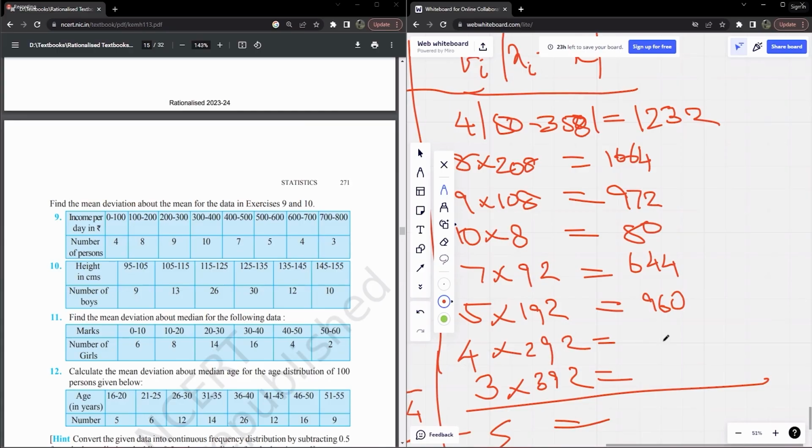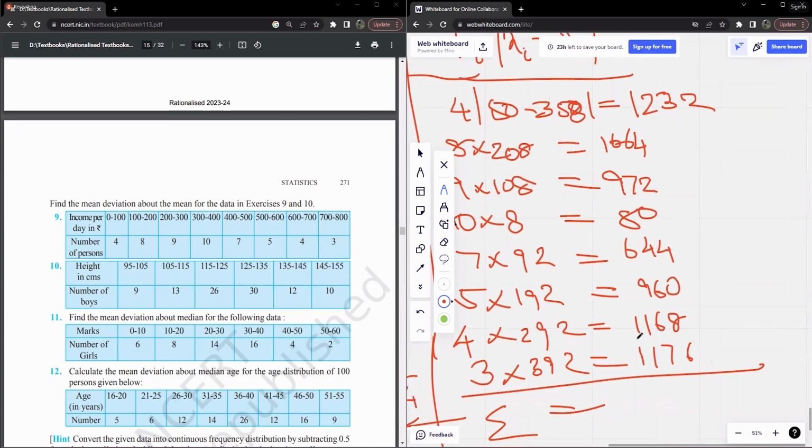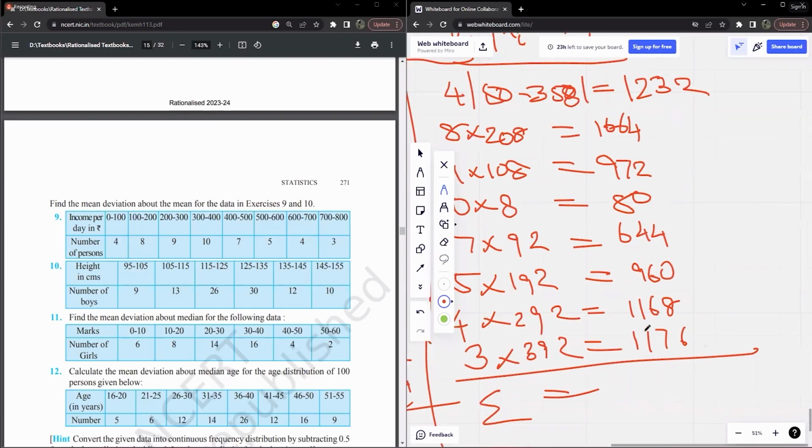So this is going to be 1168. And this is going to be 43s are 120. So it's 117. So 1170, 1176, 1176. Right. Therefore, this sum is going to give me 7,896.